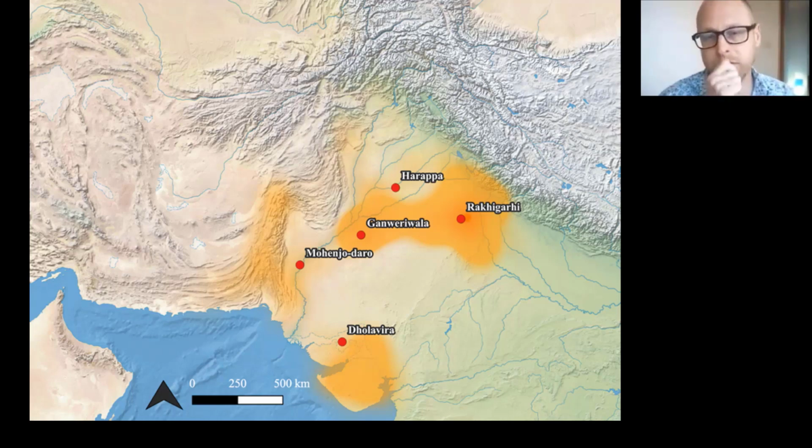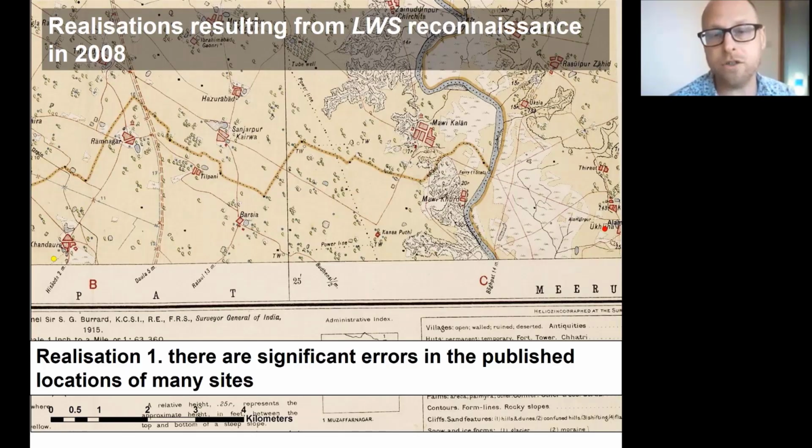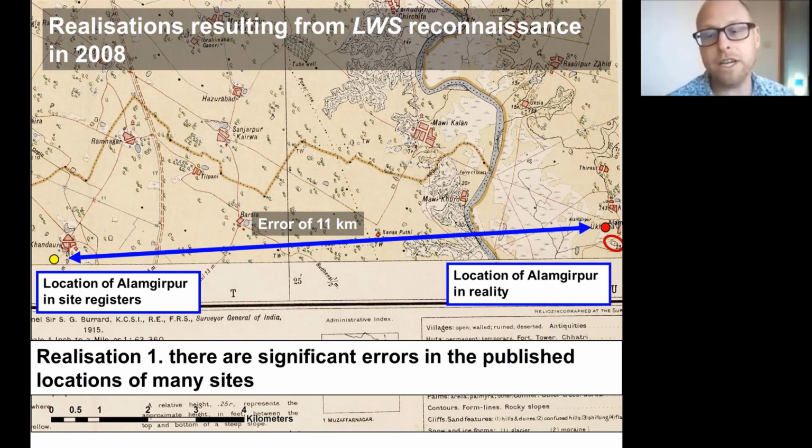So as an example of the types of problems that we have in the Indus context, we've done things like conducting surveys. In 2008, we looked at an existing site location, which you can see on the left-hand side, as recorded in a site location database. And we tried to find the site, and we realized that it was actually 11 kilometers away from the database location. So there were actually significant errors in the published database and the published locations of many of the sites.